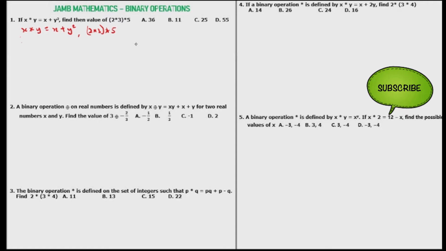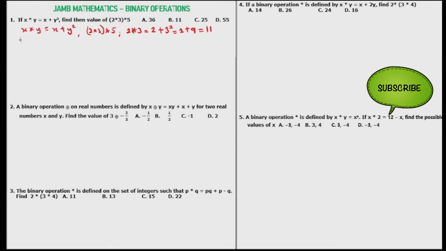Now applying the rule of BODMAS, we have to deal with the number in the bracket first. So we are dealing with the number in bracket first. We have 2 asterisk 3 will be equal to, following this definition, taking 2 to be our x and 3 to be our y, 2 plus 3 squared. Now 2 plus 3 squared will be 2 plus 9, which is equal to 11. So that's that about the bracket.